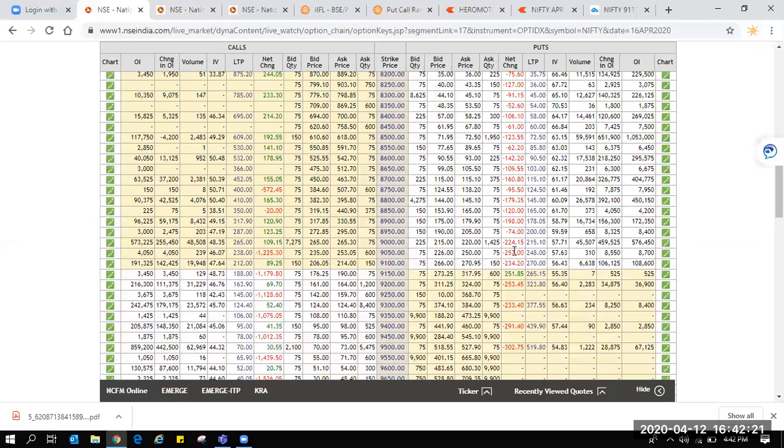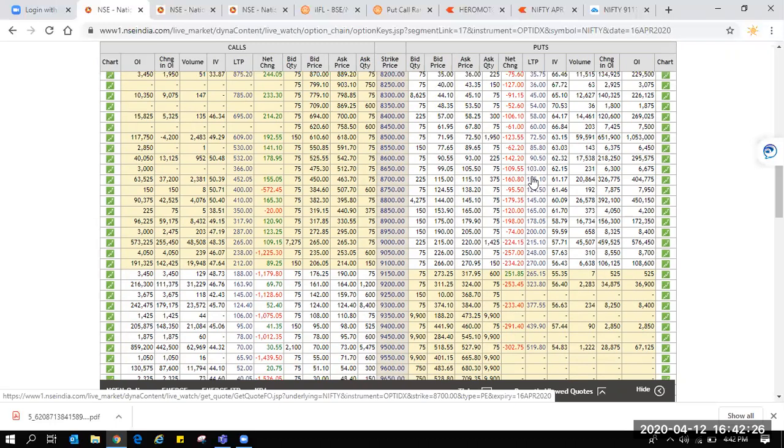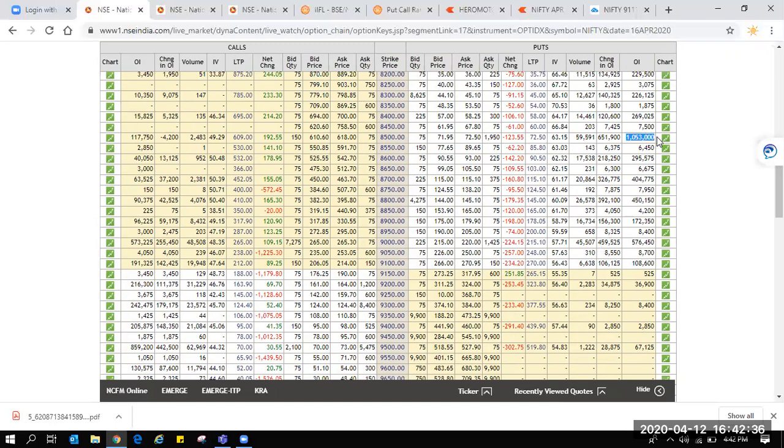If we go on the put side, the support coming up, why it is called support, I will explain later. The support which is coming here is 8,500. That is the first support. You can see over here that is the maximum OI at one of the strikes. That means the people who are trading in options do not expect Nifty to go below 8,500 for the next week. So 8,500 should be considered a crucial support.